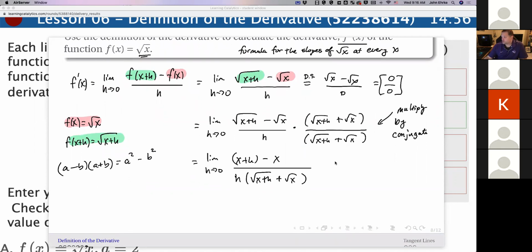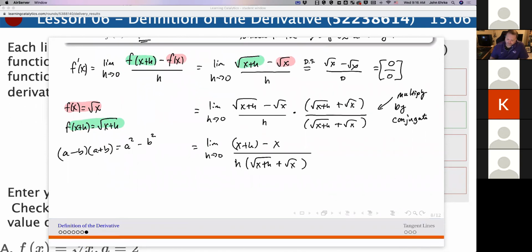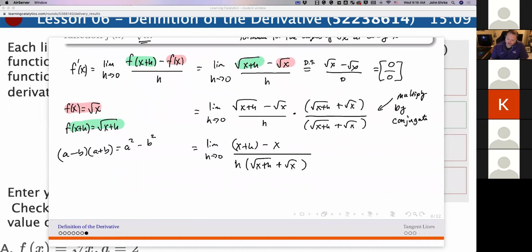Now, you should be mostly comfortable at this point with what I've done here, because we've done this 3 or 4 times already this semester with taking conjugates and doing limit operations. If you look in the numerator here, x minus x cancels, leaving me with just an h in the top. And the h that's left in the top will cancel with the h that started off in the bottom.